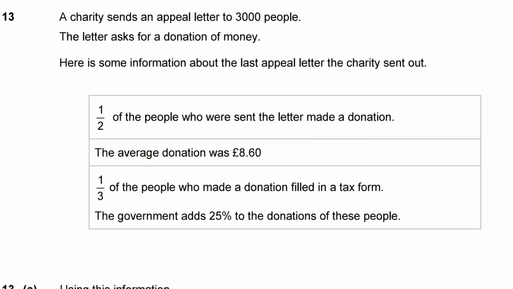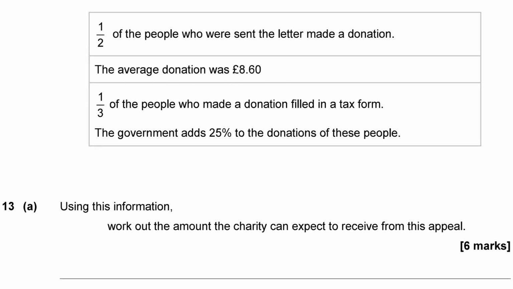Question 13. A charity sends an appeal letter to 3,000 people. The letter asks for a donation of money. Here is some information about the last appeal letter the charity sent out. Half the people who were sent the letter made a donation. The average donation was £8.60. A third of the people who made a donation filled in a tax form. The government adds 25% to the donations of these people. Using this information, work out the amount the charity can expect to receive from this appeal.